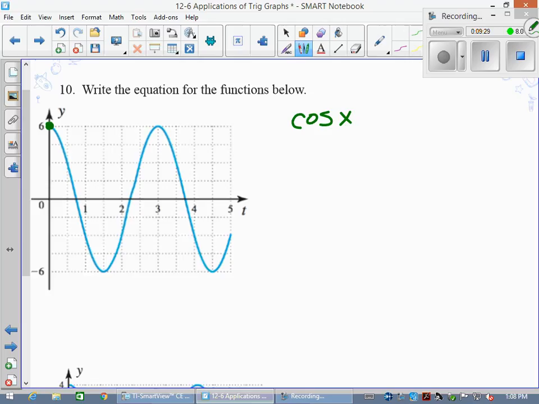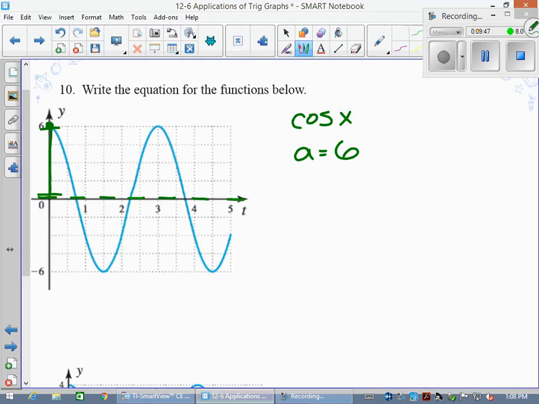Next thing I want to do is determine what my amplitude is. If I look, my midline is at my x-axis. I did not shift up or down for this graph. So I can just count what my amplitude is, and I go up 6 units. So my amplitude is going to be 6.